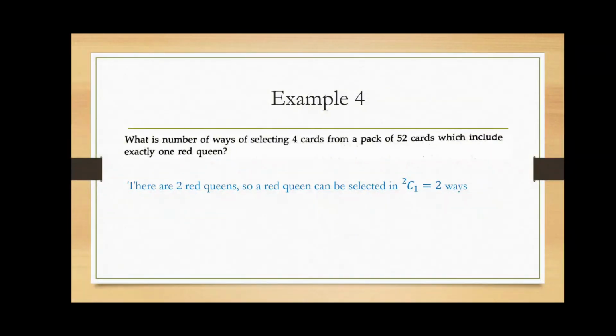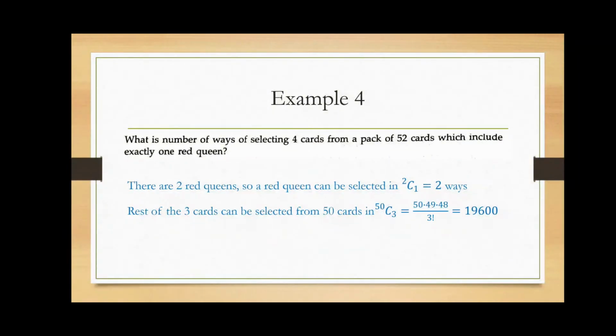Now, there are the remaining 50 cards from which I must select the other 3 cards, because I am actually selecting 4 cards. And it is asking that one of them must be a red queen. So of those 2 red queens, I must select one. And then from the rest of the 50 cards, I must select the remaining 3 cards. So I can do that in 50C3. Now calculate 50C3, that is this number 19600.